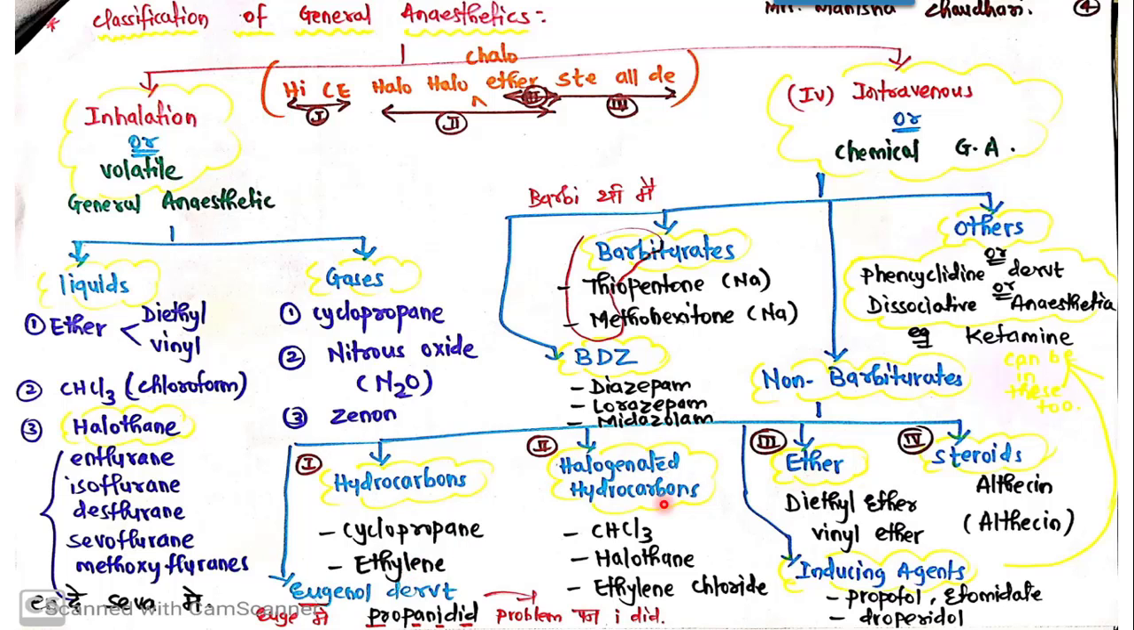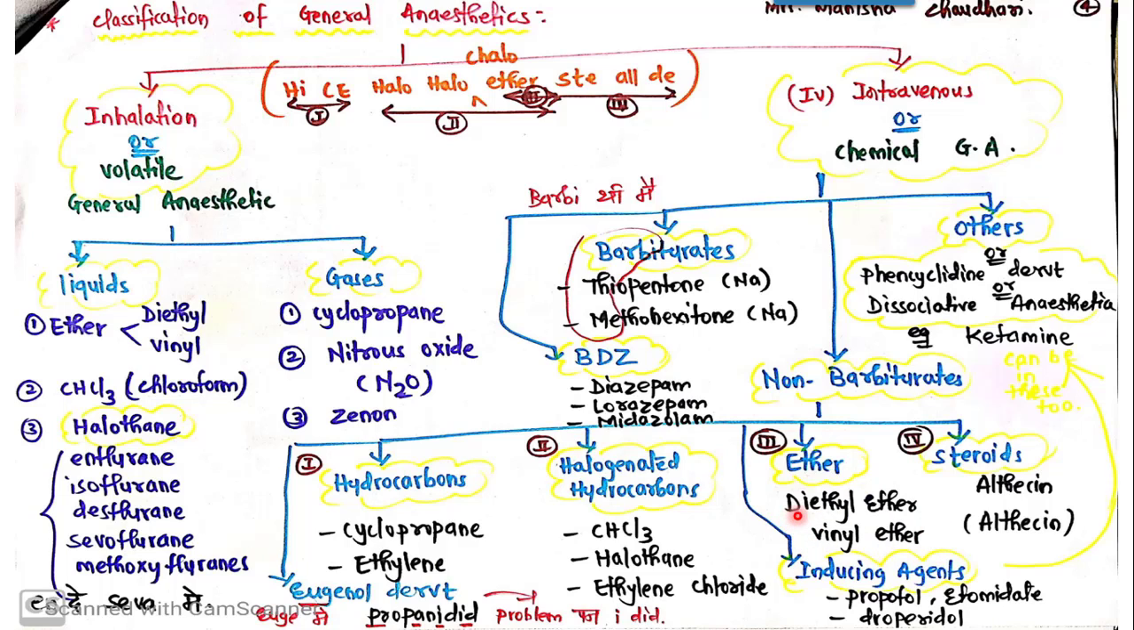Hydrocarbons and halogenated hydrocarbons are the 2 simple classes from non-barbiturates, which have further subclassification into 6 classes. Then coming towards the third class, which is again from liquids only, from the inhalation part. The third class is ether. Now ether we have seen here: diethyl ether and vinyl ether. So the class name is ether and it includes diethyl ether and vinyl ether.